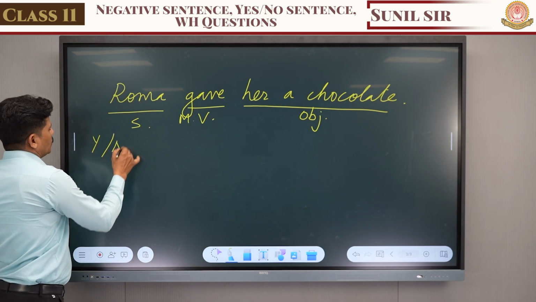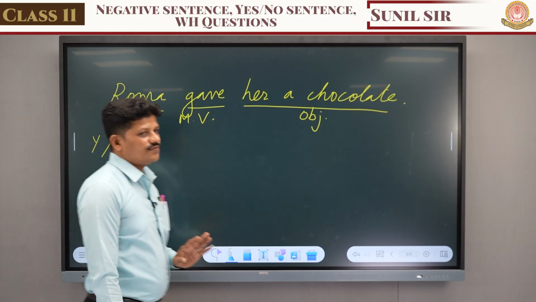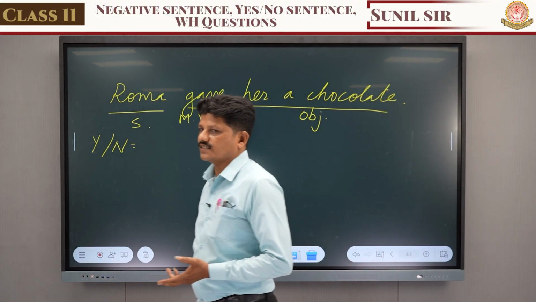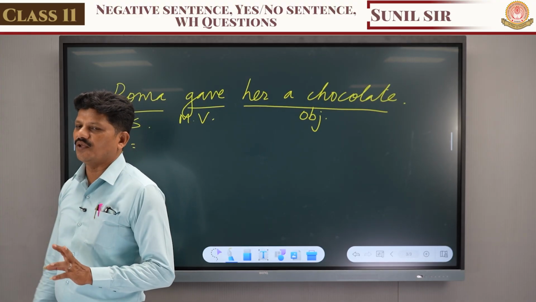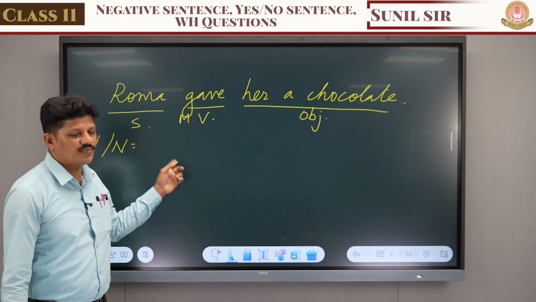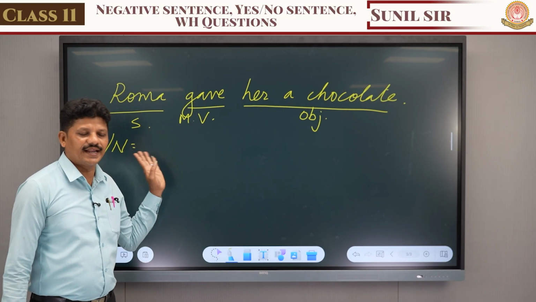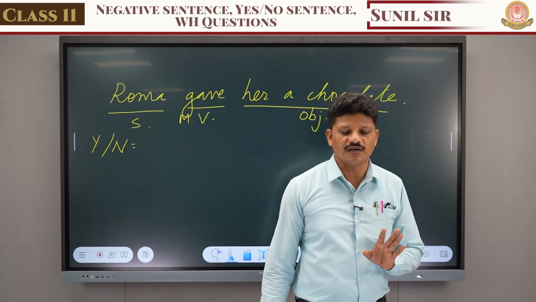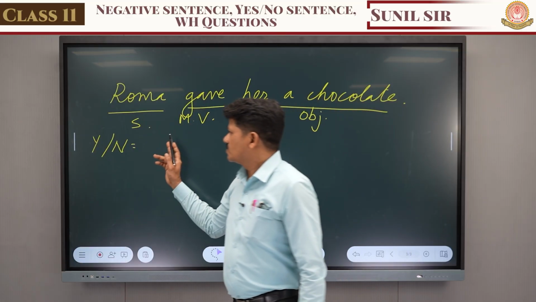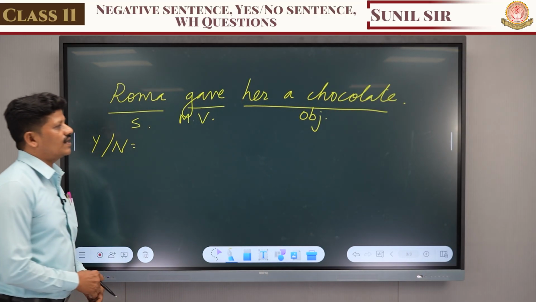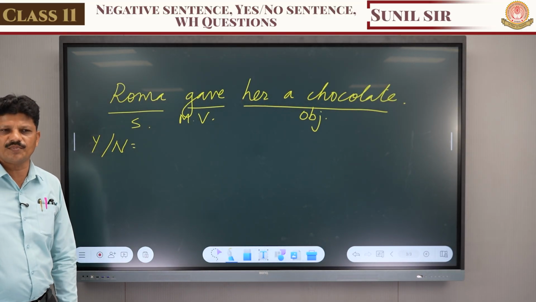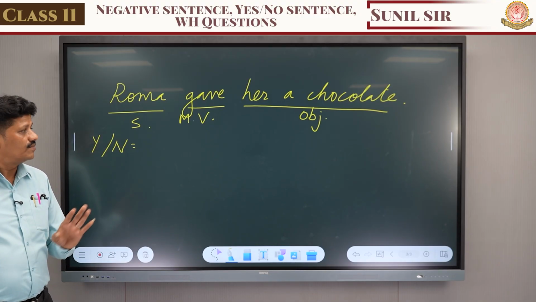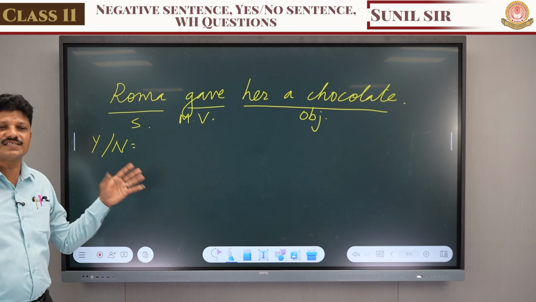Yes or no question. As we saw in making a negative sentence, the helping verb was very important. In the same way, if we make a yes or no question, there also we need a helping verb. So in this sentence, Roma gave her a chocolate. Do you find any helping verb? No, there is no helping verb. Though there is no helping verb, it is there.